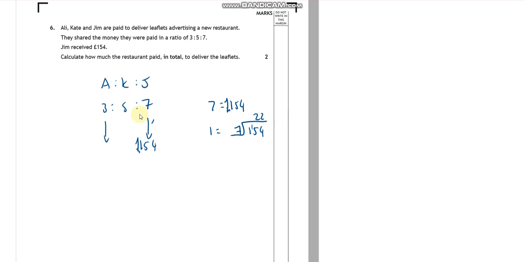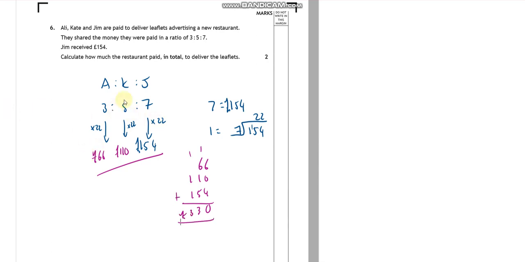So then all we're doing is timesing each of the shares by 22, and that will give us our amount. So Ali is going to get 66. And 110 for Kate. Nice one. So that's what they all get. And in total then, we add all that together, we'll do a little chimney sum. 110, 154, that's calculator paper. So that's £330 all together.